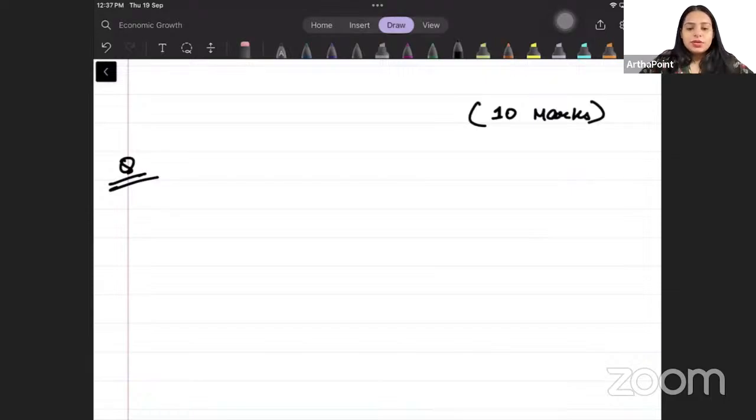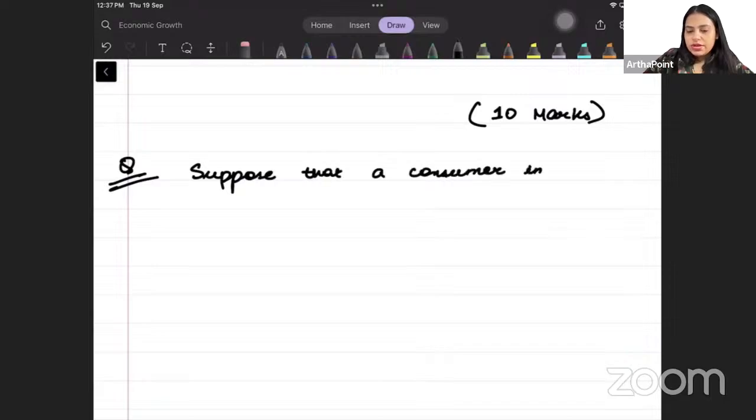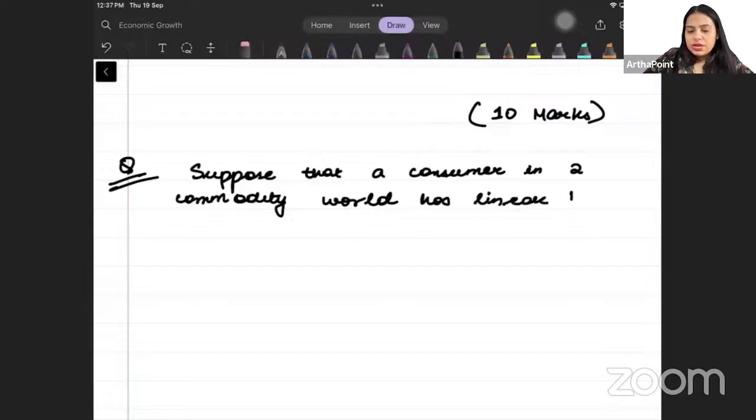Okay. The question is the following: suppose that a consumer in a two commodity world has linear indifference curve with a slope equal to minus half.